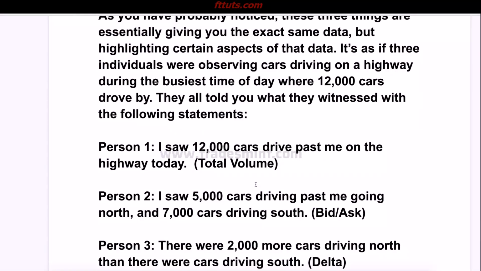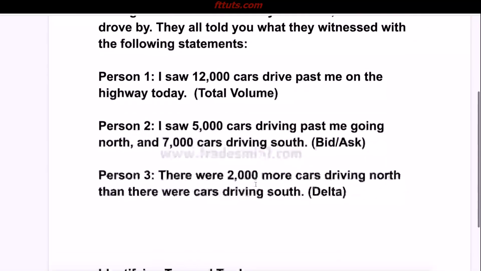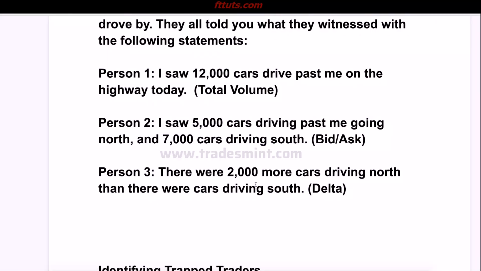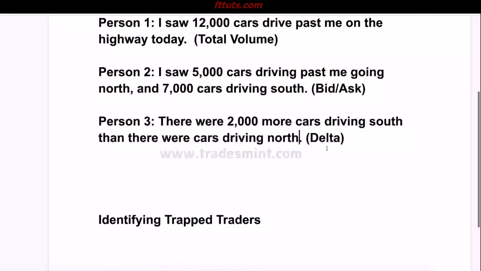And that's akin to total volume, right? And then person number two might say, I saw 5,000 cars drive past me going north and 7,000 cars drive by going south. This is giving you a bid-ask profile, so to speak. And then the third person says there were 2,000 more cars driving south than there were driving north, giving you the delta. I noticed actually this should say there are 2,000 more cars driving south than north. And this is giving you the difference between north and south, just like delta is giving you the difference of buys minus sells. So it's all the same thing from a different perspective.